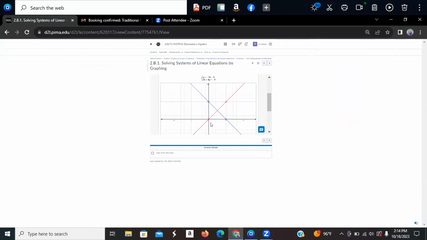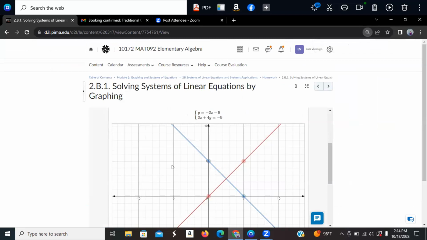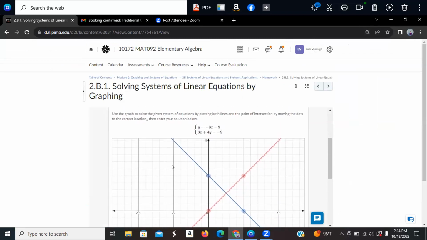I need a bit of help. If you could zoom in a little more or restore, go back to the original. I just need the system. Yeah, grab that. All right, go ahead and share my screen.